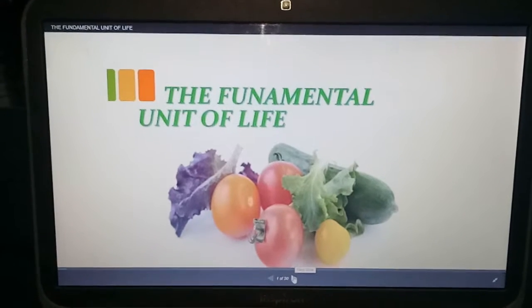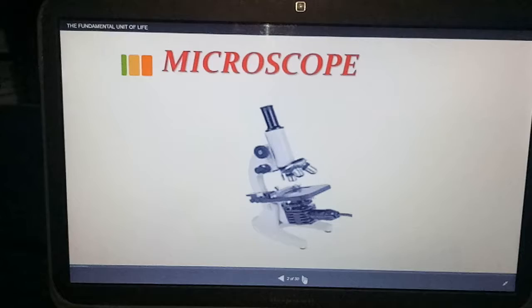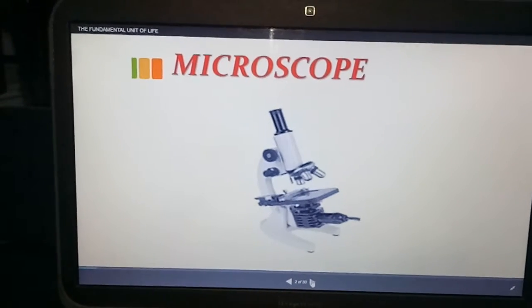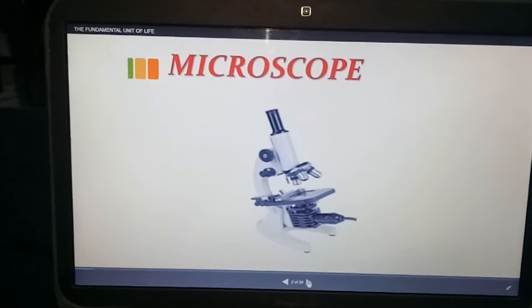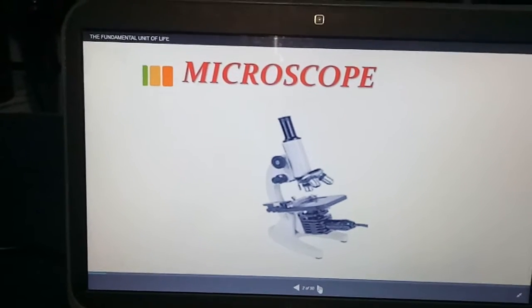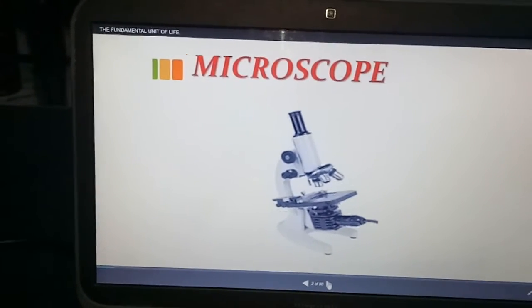My topic is the fundamental unit of life. It is related to biology. Biology is the study of living organisms. Living organisms can be seen by our naked eye, and organisms which are not visible, like viruses and bacteria, can be seen with a microscope.